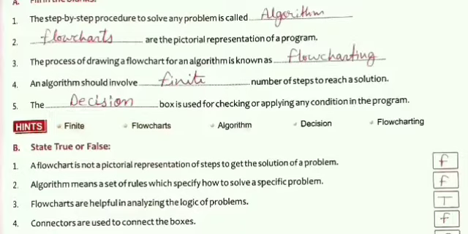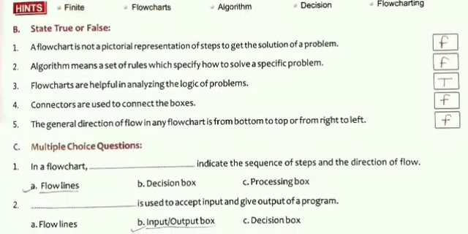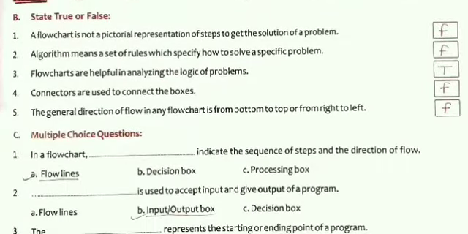The process of drawing a flowchart for an algo is known as flowcharting. An algorithm should involve finite number of steps to reach a solution. And the last one is the decision box is used for checking or applying any condition in the program. And the second one is state true or false.